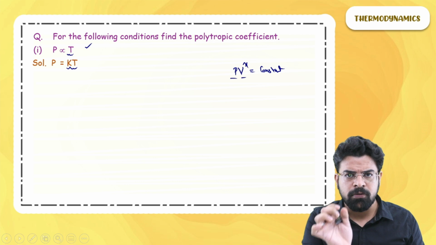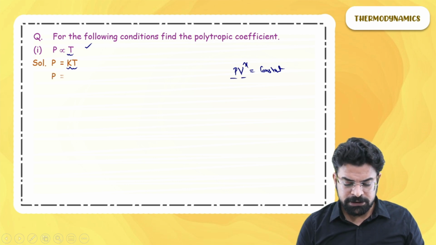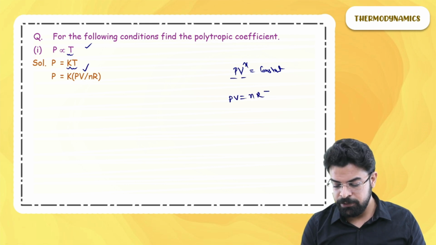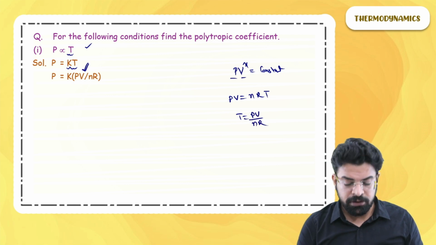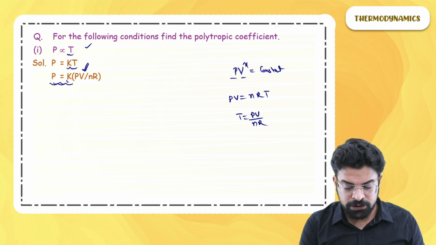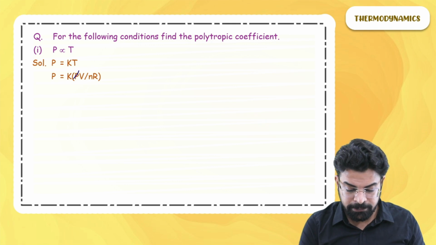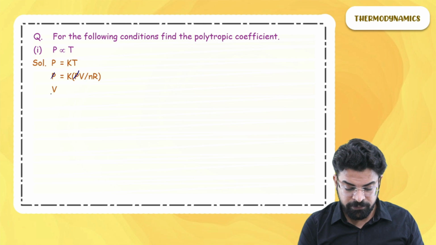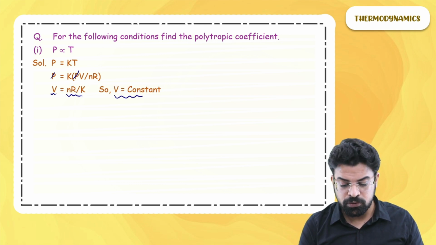So P equals KT, some constant into T. Now, in place of T, you can write PV by nR. Sir, how? PV equals nRT, so T has to be equal to PV by nR. Once you have written that, P equals K into PV by nR. On both sides, you can see P will get cancelled. So you will get V equals nR by K. So V equals constant.